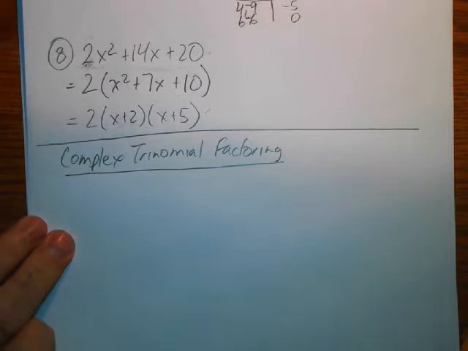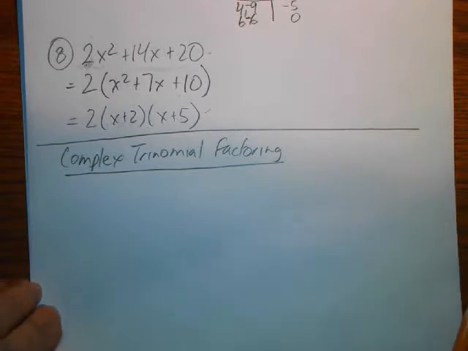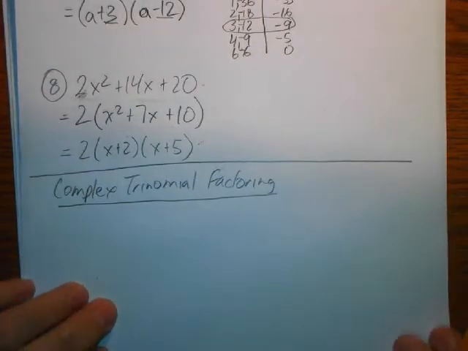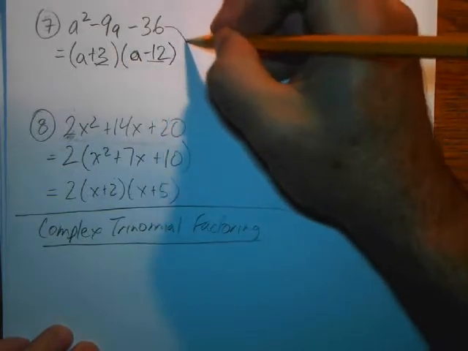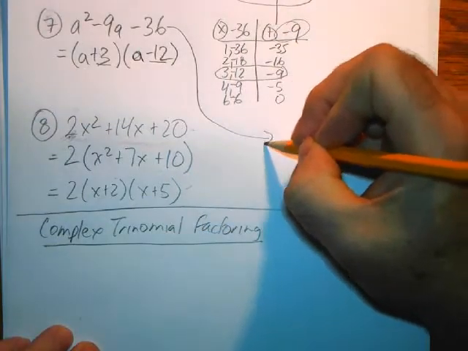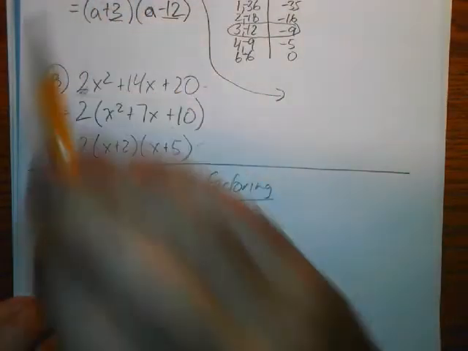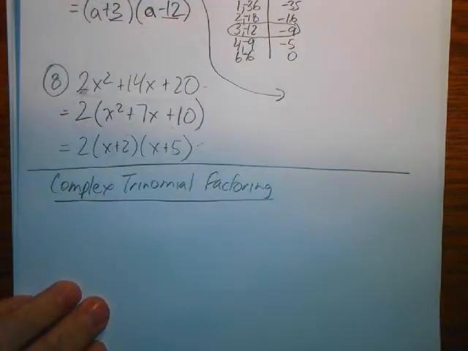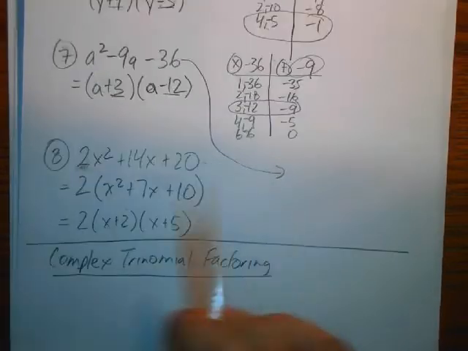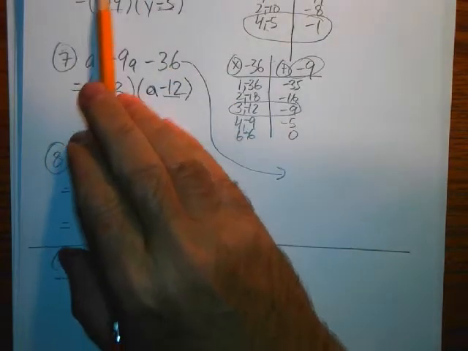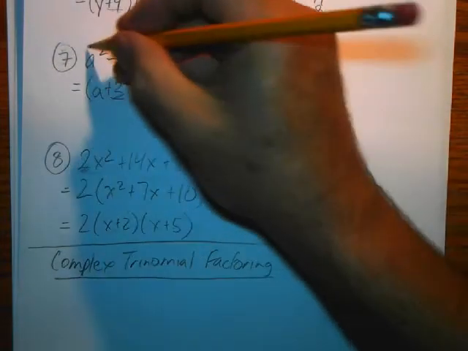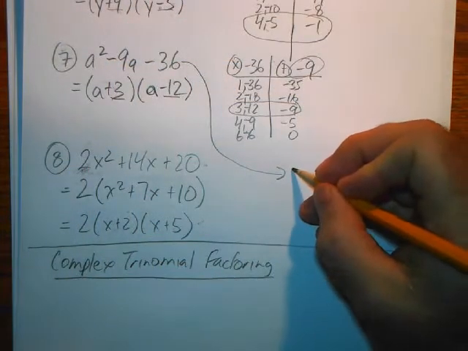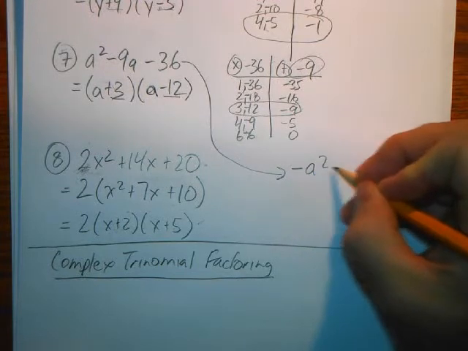Now, I just wanted to show you something quickly here while I thought of it. Let's look at this example here. Okay, so you know how to do that. Now, sometimes you get thrown a little curveball because every example we've had so far, the initial term is positive, right? But what if I just flipped the signs of all these? So maybe I had factor negative a squared plus 9a plus 36, okay?